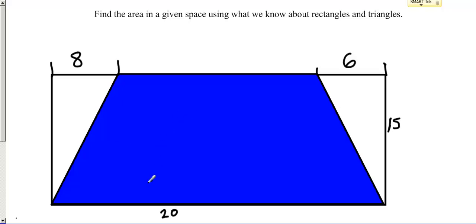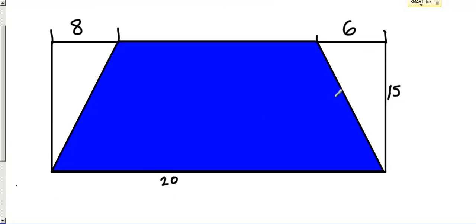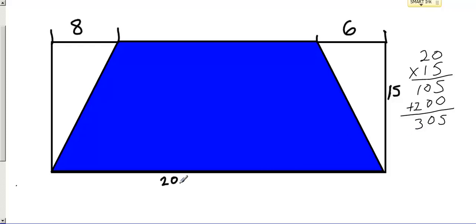So first I have to find the area of the rectangle. As you can see, the base is 20 and the height is 15. So the area of a rectangle is base times height. So that would be 20 times 15. All right, 5 times 0 is 0. 5 times 2 is 10. Put my placeholder. 1 times 0 is 0. 1 times 2 is 2. Add them up. 0 plus 0 is 0. 0 plus 0 is 0. 1 plus 2 is 3. 300. And we're going to call these meters. Put my label in. It's so important.